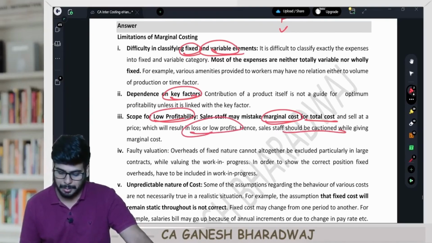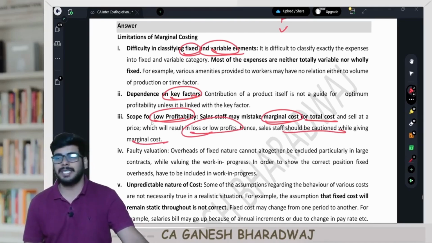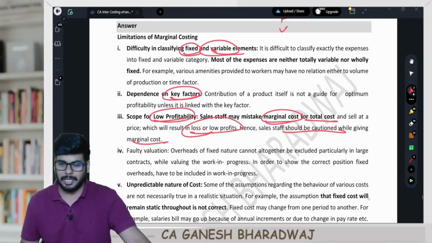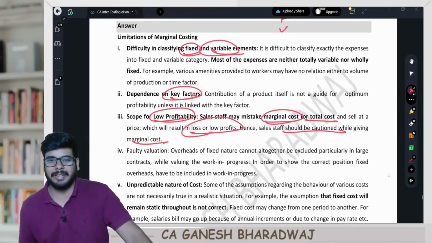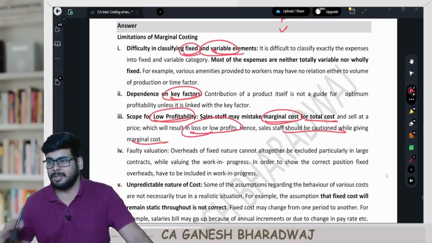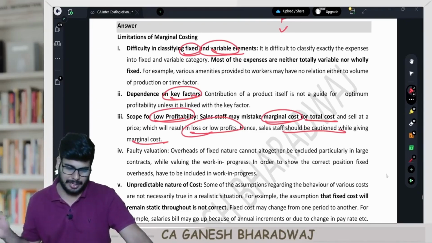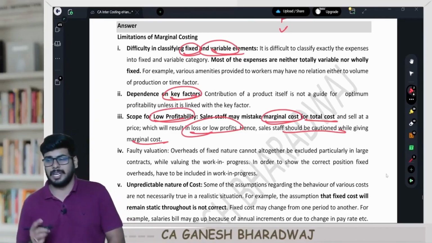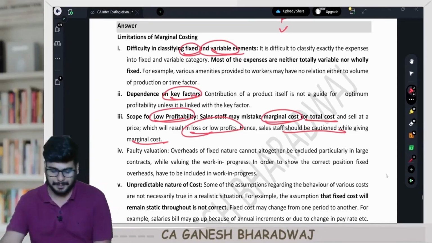Hence, the sales staff should be cautioned while giving the marginal cost. Basically, the staff at the lower levels of the organization might not know exactly the beauty of marginal costing. When they are given a variable cost, they will think that the variable cost itself is the total. So they will try to fix a selling price just to cover the entire variable cost, but it will not be the case. Are you clear with this? Variable cost is not the total cost. Fixed cost is yet to be recovered. That's why they are saying this.